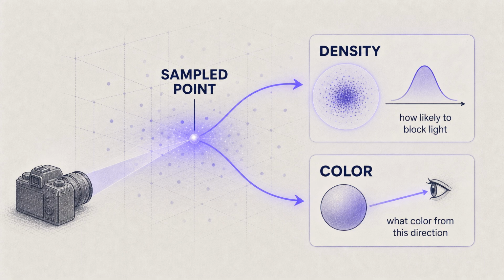At each sampled point in space, the NeRF model tries to answer two questions. How dense is this point? Meaning, how likely is it to block or absorb light? And what color would this point appear from a particular viewing direction?